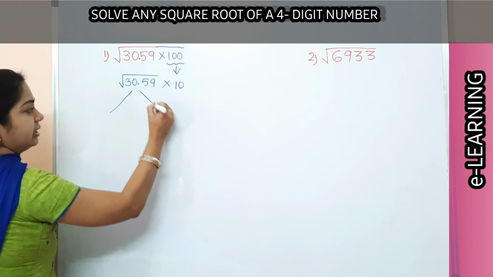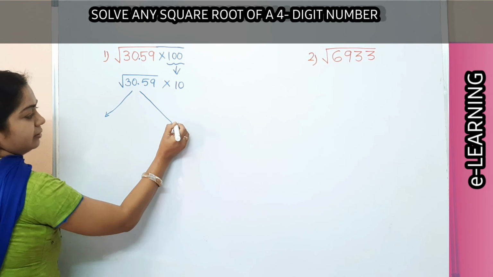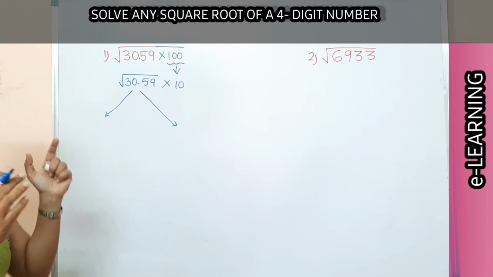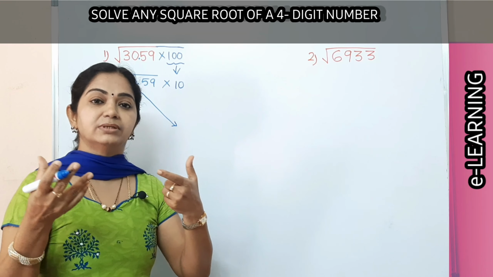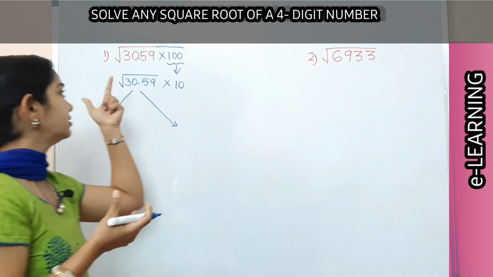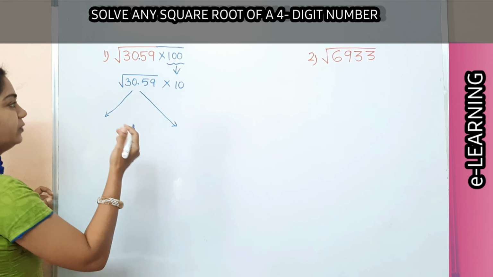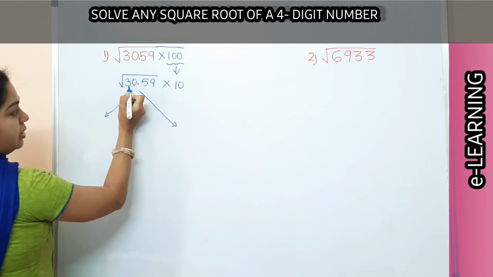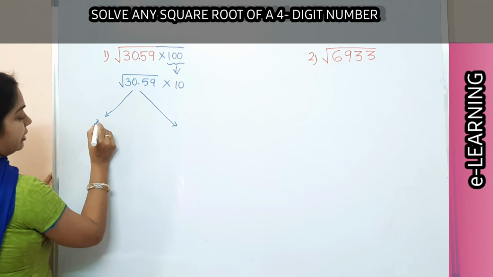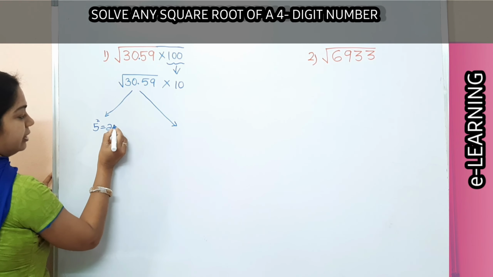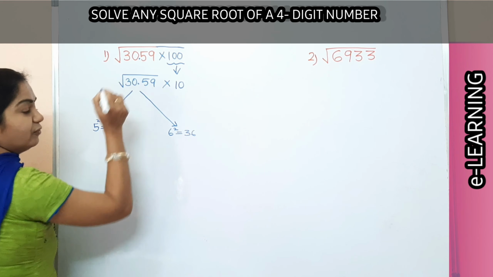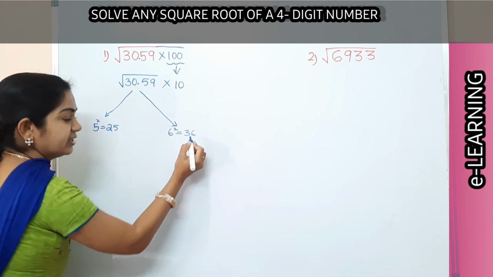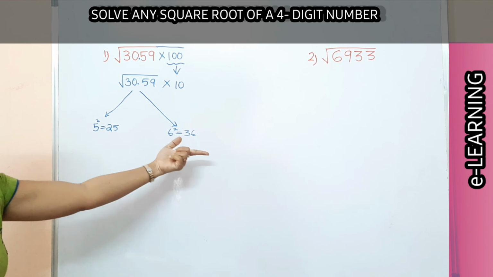If you see 30 here, for 30 we will write the approximated values: in which perfect square does this 30 lie, right? Now we know the perfect squares. We can tell that 5 square equals 25, and 6 square equals 36. So the value of 30 lies between 25 and 36. These are the perfect squares.